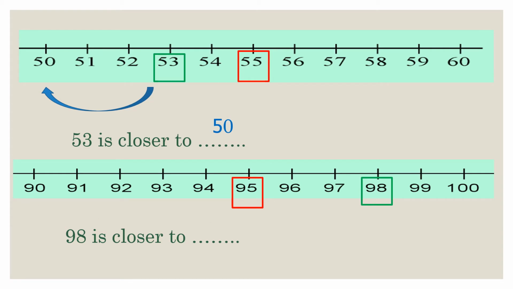Yes, see, it's a long distance till 90. So we're going to go forward. Remember Amir's car? If Amir's car broke down here, he should go to his friend. So 98 is going to go up to 100. So we are going to say that 98 is closer to 100. Do you understand, primary 2?